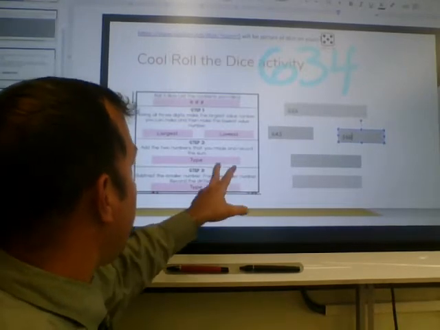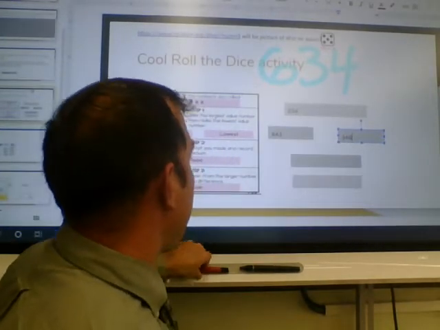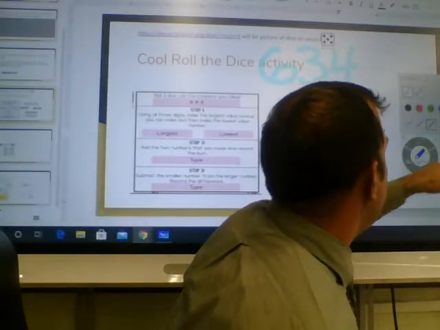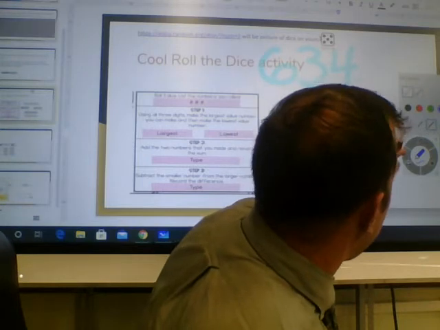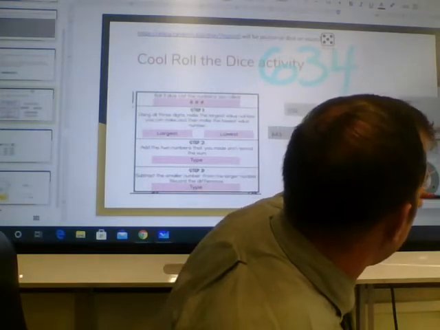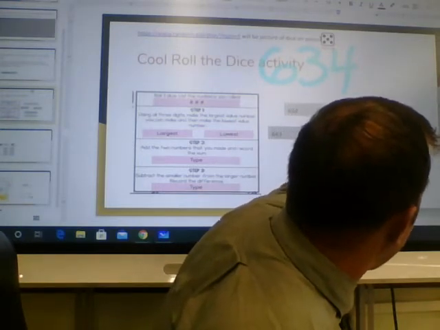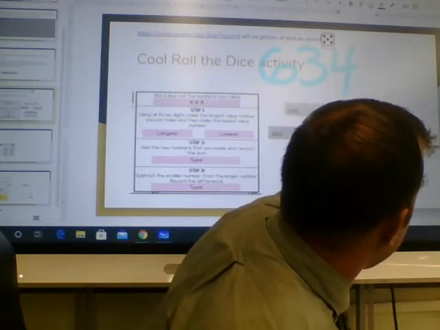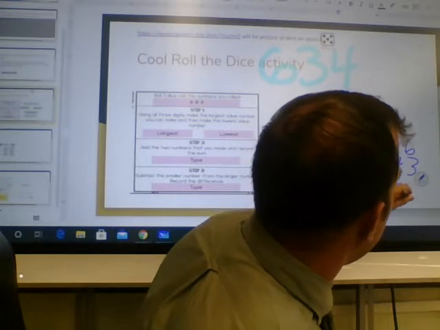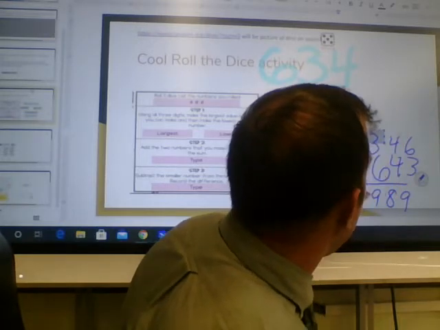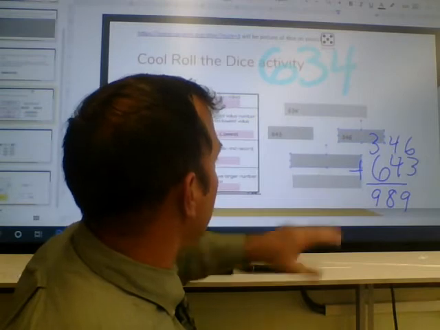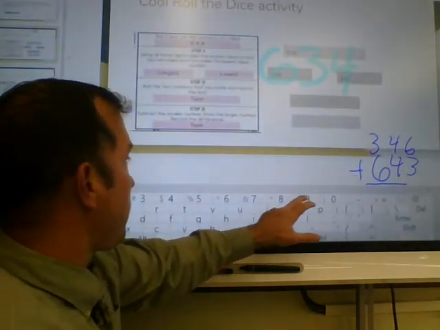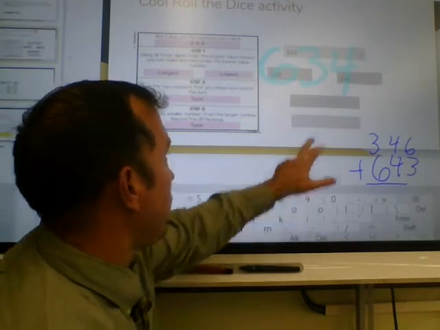And then here you're going to add. So what I would add, you're going to add both numbers together. So now I have 643. I'm going to add to that 346. You just end up with 9, 8, and then 9. So that's what would go in that section there. When I add them together, I got 989.